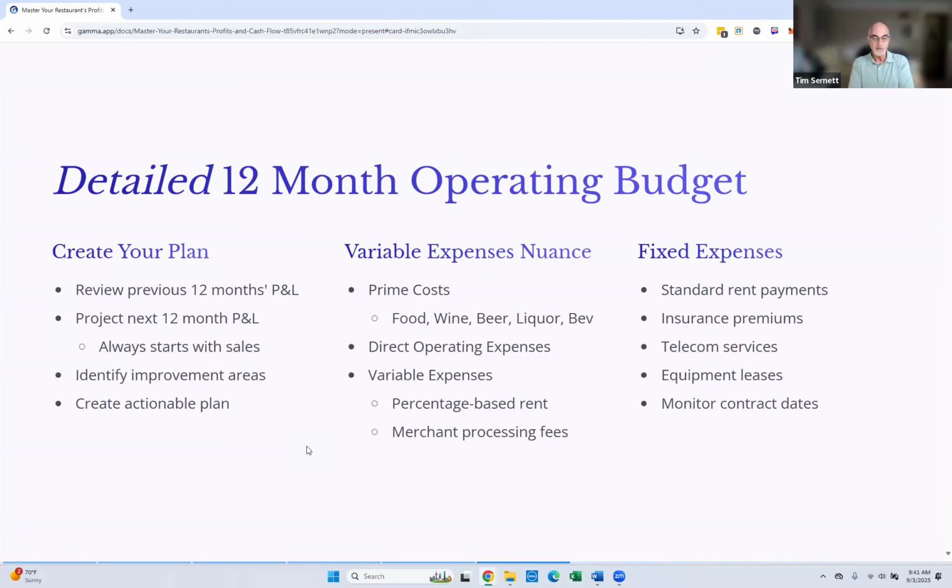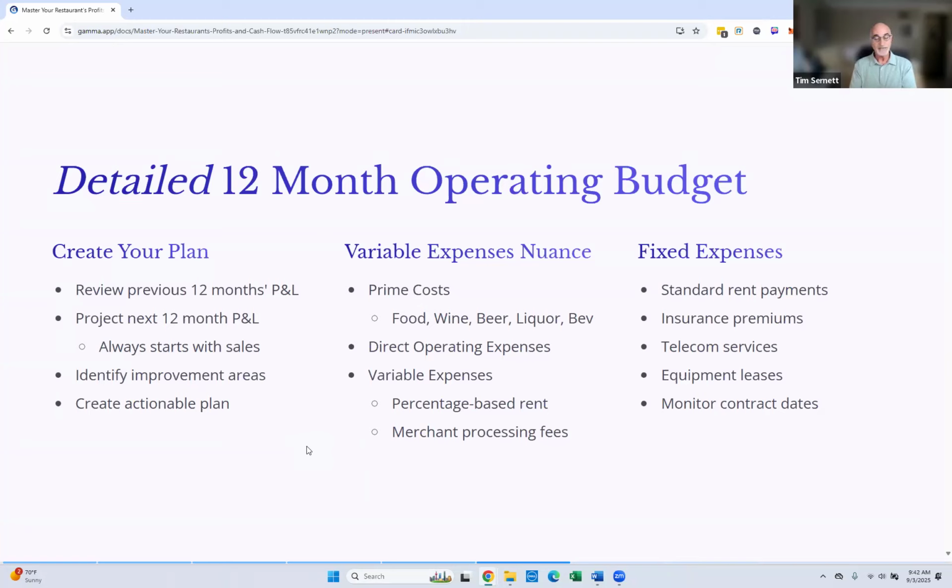What improvements are you going to build in over the next 12 months, and how are you going to phase them in, and how are you going to accomplish those improvements? Create an actionable plan. Then start to understand what your variable expenses are and the nuances behind those. Your number one variable expenses are your prime costs: food, beer, wine, liquor, beverage, and of course, front of house and back of house payroll.